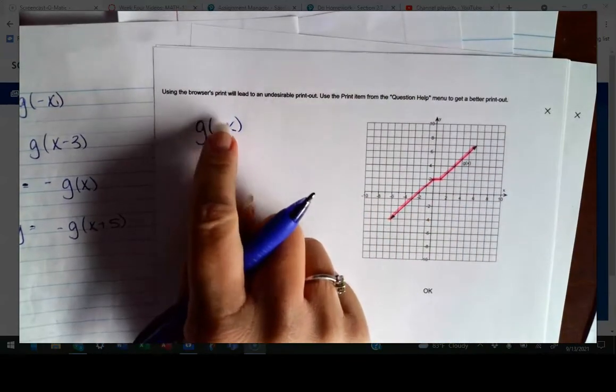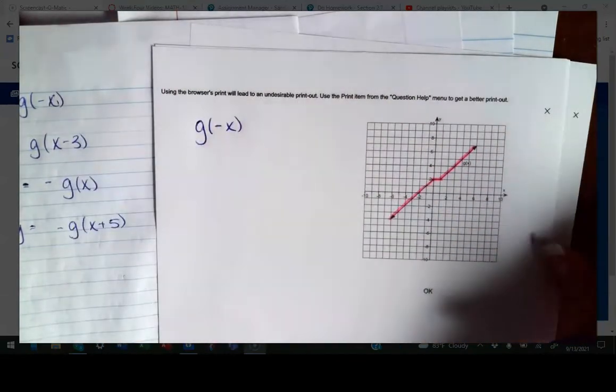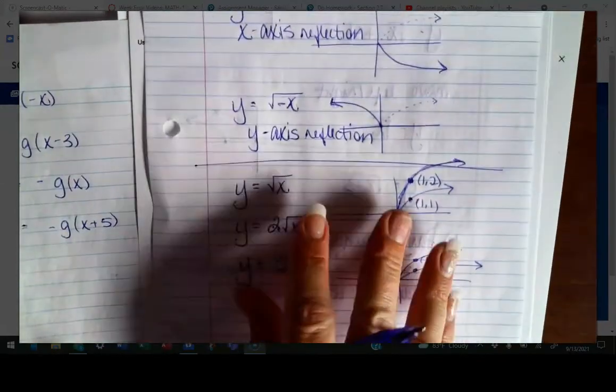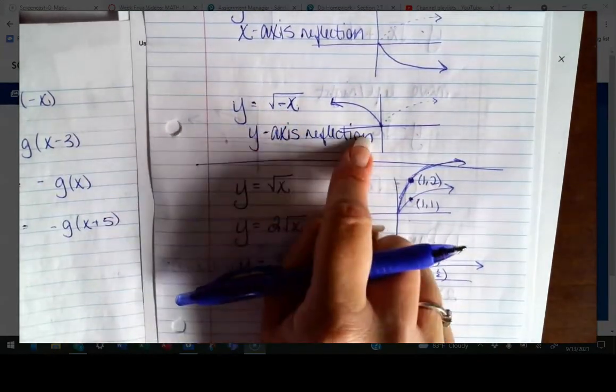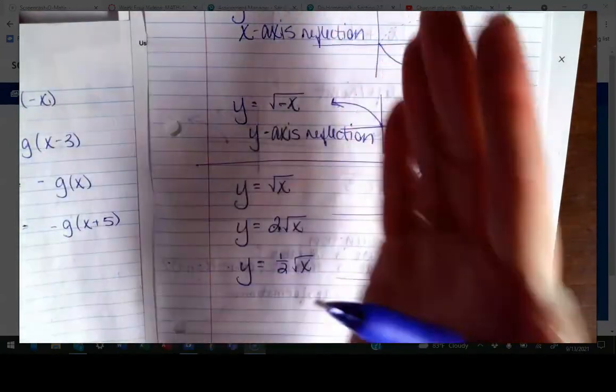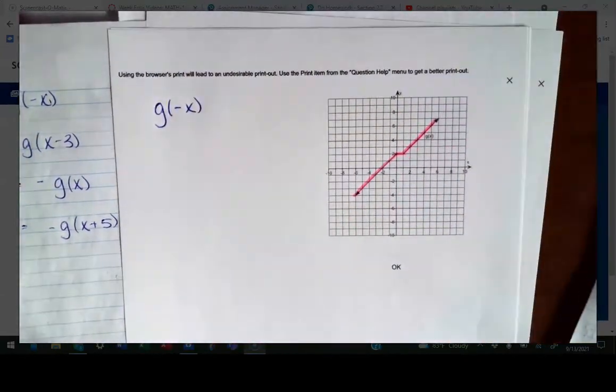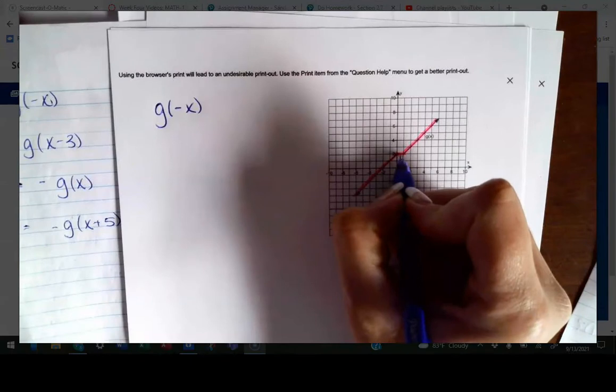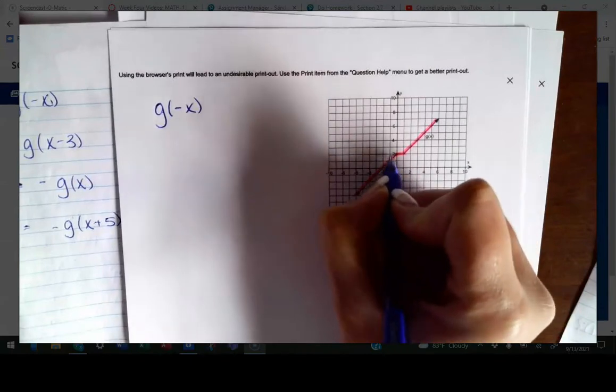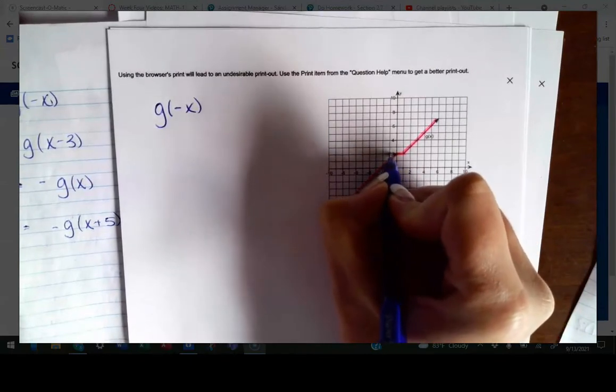Okay, so we're supposed to take this lovely little shape right here, and find out what is g of negative x, if this is g of x. So what do you do if you have a negative inside with your x? Coming back here, we had a y-axis reflection, so it's going to look like a mirror image. I'm going to take this little stair step right here and do it on the other side.